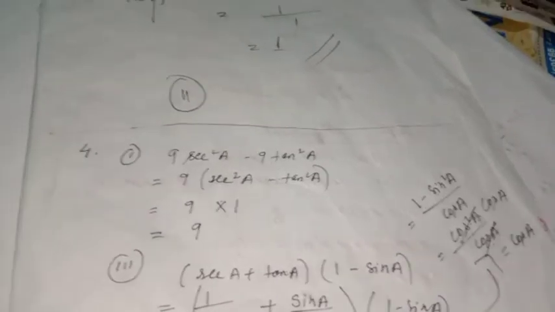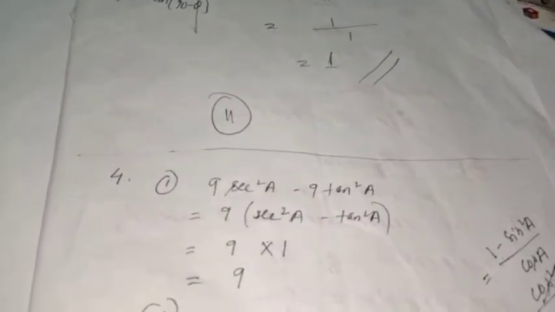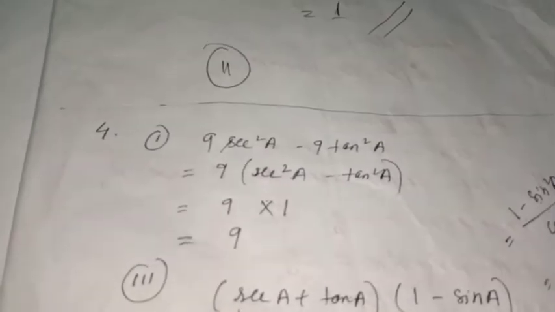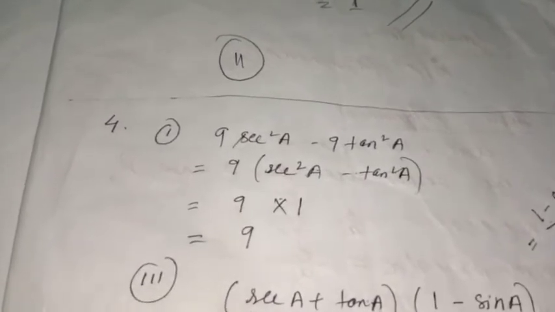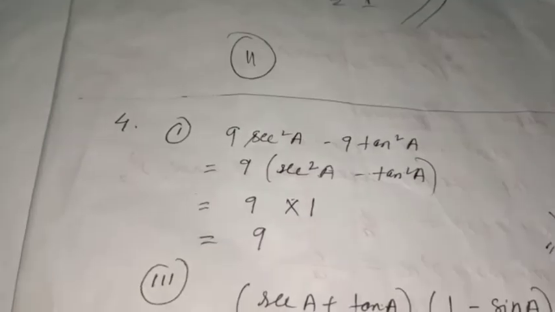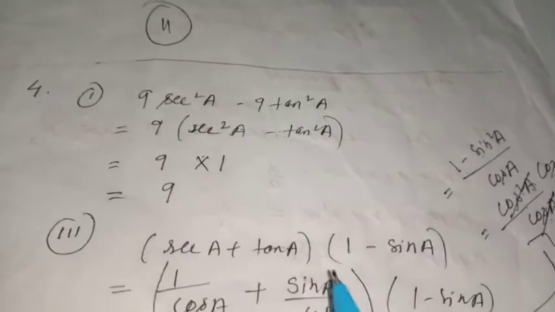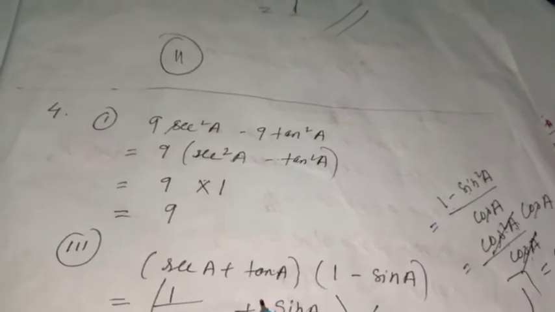In trigonometry, when you are going to simplify, I want to give you a suggestion: first of all, try to convert all the ratios in terms of sine or cos. Then, secondly, simplify it and you will get the result. In many cases, you can find answers easily by expressing in sine or cos. In some special cases, you can do it directly. About this, I will tell you later.